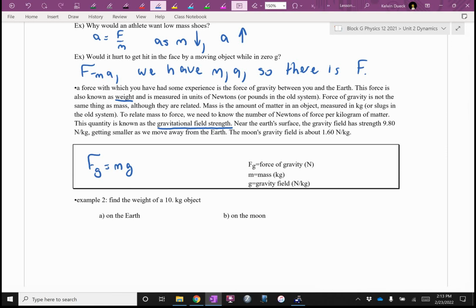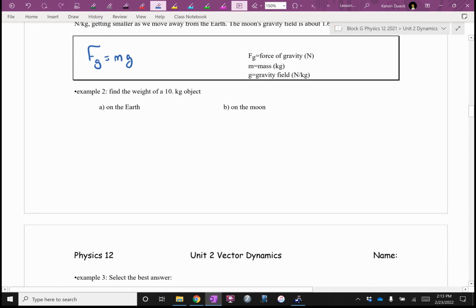It's a vector, but towards the center of the planet is usually the direction, so I'm not too fussy on your vector symbol. Example 2 says, find the weight of a 10 kilogram object A, on the Earth, or B, on the Moon. Well, weight is the same as mg, except I'm going to use g on the Earth and g on the Moon.